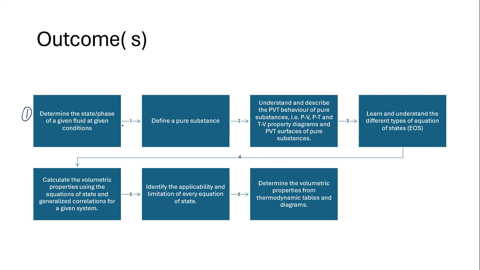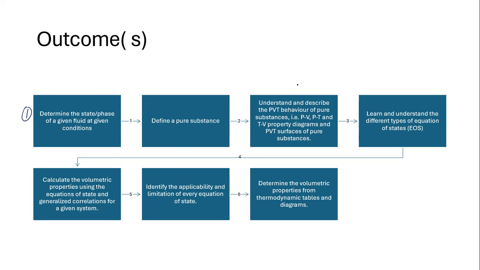That's the first outcome. And then the second outcome, which is this one over here, we're gonna learn how to define a pure substance. You did this in high school. You've learned how to define the pure substance. So most of the time, we need to know the difference between the pure substances and the mixtures, right? We need to be able to distinguish when we talk about the pure substances and the mixtures. So we're gonna look at the mixtures as well as the pure substances.